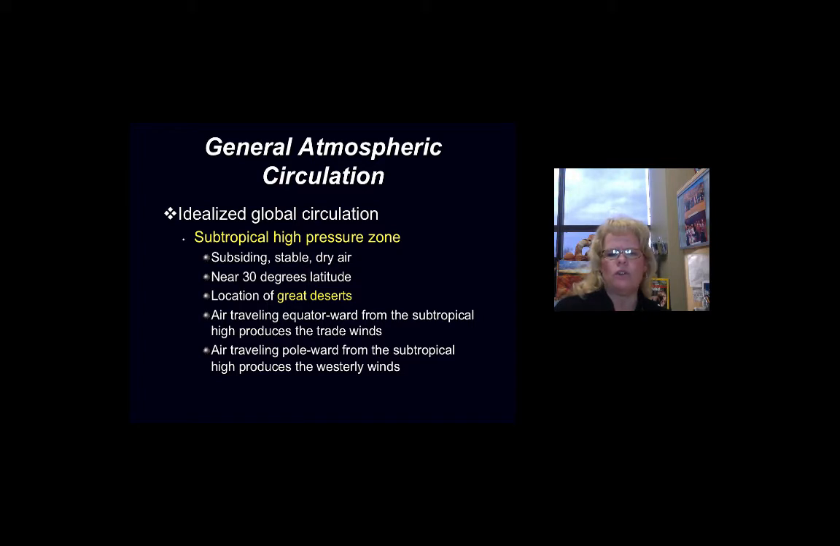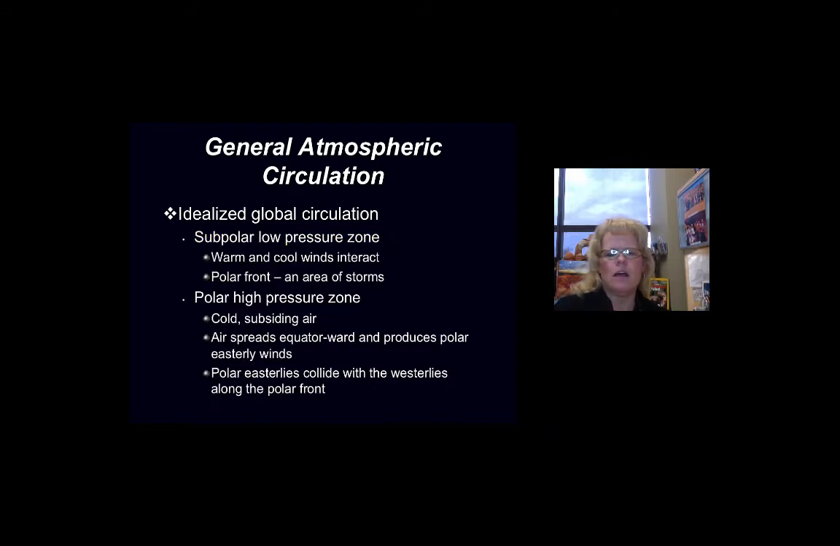Subtropical high pressure zones exist right at the 30 degrees north and south latitudes, and these are the locations of our massive deserts around the world. So the air traveling equatorward from the subtropical high produces the trade winds, and the air traveling poleward from the subtropical high produces the westerly winds. Subpolar low pressure zones are where warm and cool winds interact, and the polar fronts will actually generate here and create areas of storms. There's also a polar high pressure zone, which is cold subsiding air where the air spreads out equatorward.